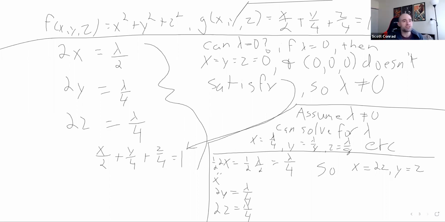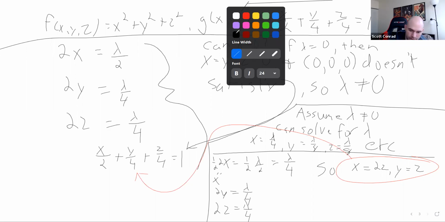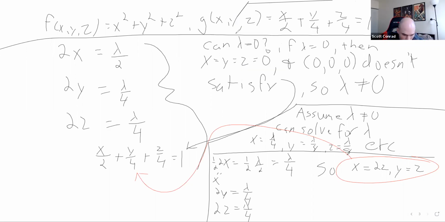And so then we're going to go to our constraint equation, and everywhere we see x and y, we're going to replace it with the corresponding expression in z, and then we're going to solve for z. So x is equal to 2z. That's what we're going to place in the constraint equation. Y is equal to z. So let's plug those in. And when we do that, we get 2z over 2, which is z, plus y is equal to z, so z over 4, plus z over 4 equals 1.